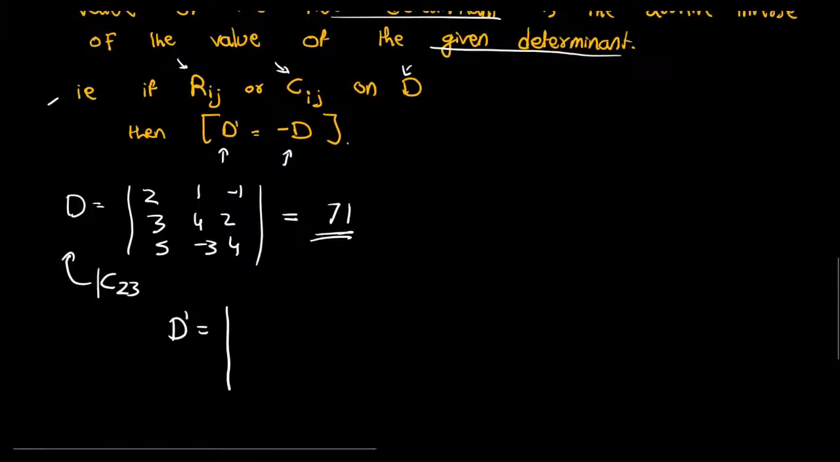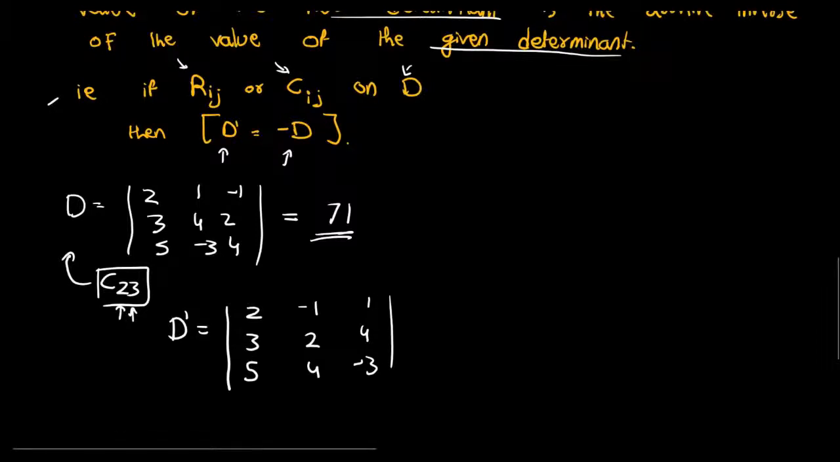Over here, if we are performing this operation, this means that we are interchanging column 2 and column 3 of this given determinant, meaning that we are interchanging all the elements of column 2 with all the elements of column 3. So our column 1 will remain as it is, right? Our column 2 will become our column 3, and column 3 will become our column 2.